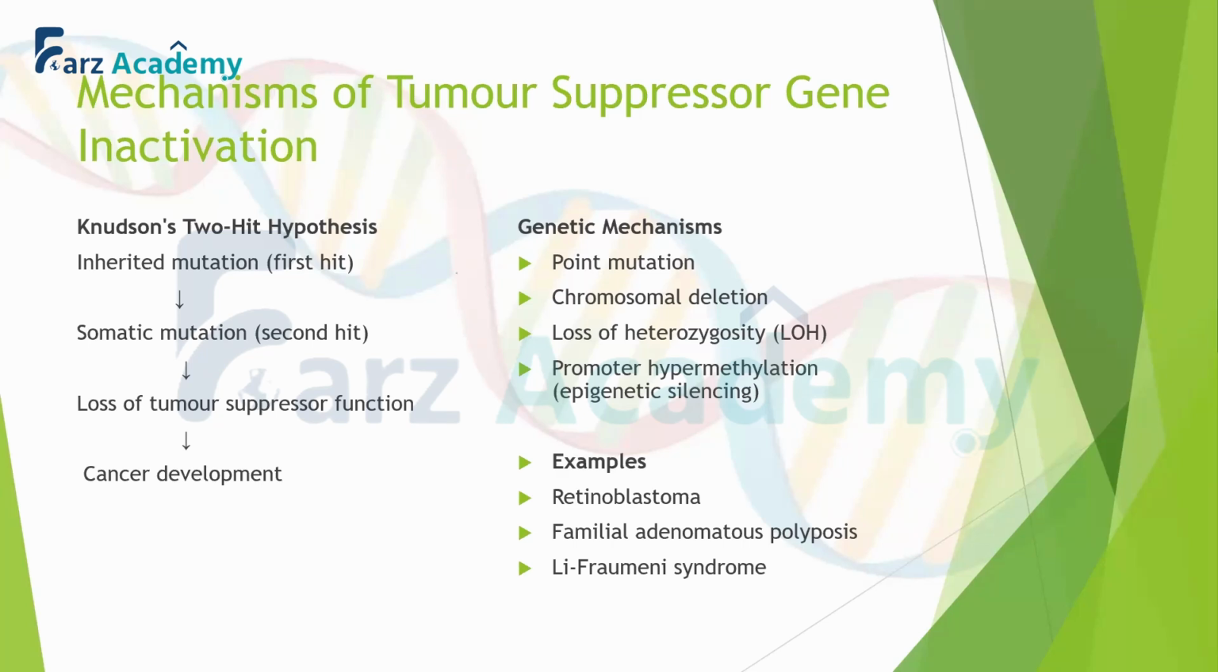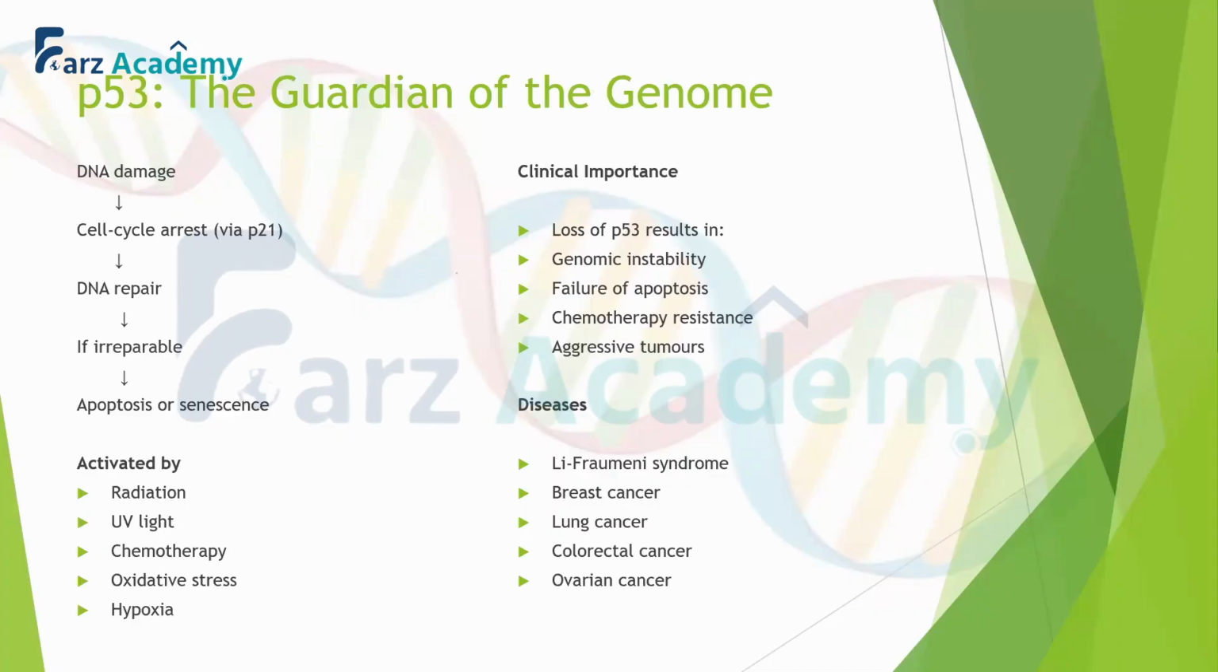Okay, genetic mutation, again, it is like the other genes. It can be any type of mutation. The genetic mechanisms can be point mutation. It can be chromosomal deletion, loss of heterozygosity, and also promoter hypermethylation. Okay, this is a process which occurs during the translation of the gene, like a post-translation modification. So examples of tumors that happen because of loss of function of the tumor suppressor gene are retinoblastoma, familial adenomatous polyposis, and Li-Fraumeni syndrome. This is known as the guardian of the genome.